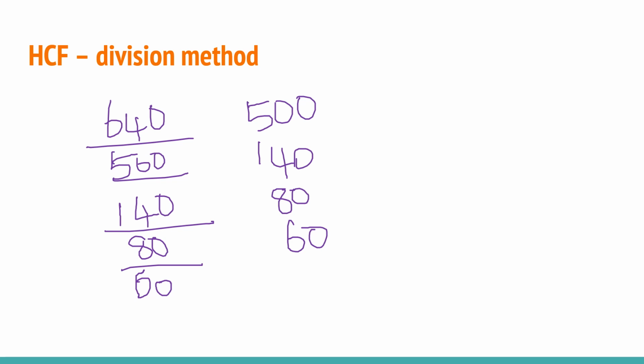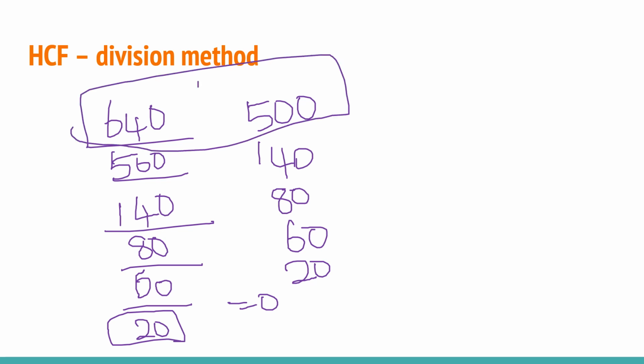So 60. So we get 20 as remainder. So divide 60 by 20. So now we get 0 as remainder, right? So when we get 0 as remainder, then 20 is the highest common factor of 640 and 500. So this is called the Euclidean method or division method, to find the HCF of the numbers.